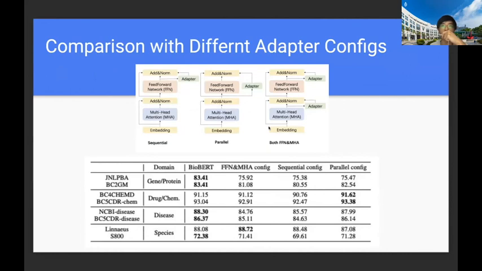And in this experiment, we compare different design choices of adapters. Their structures are illustrated in the figure. And from the table, we observe that the parallel config shows dominant performance over the sequential counterparts across the majority of the tasks, which indicates that the parallel config is a more preferable design choice.